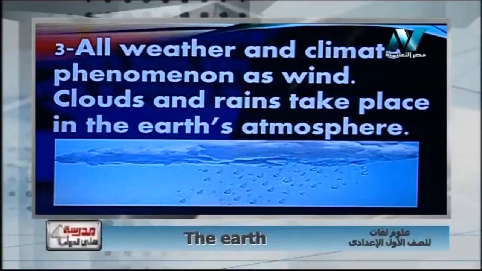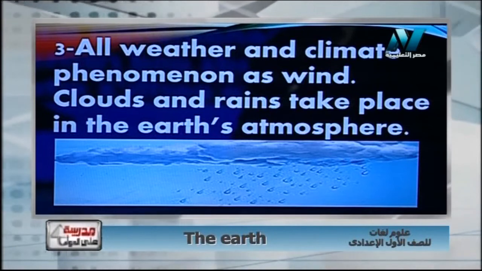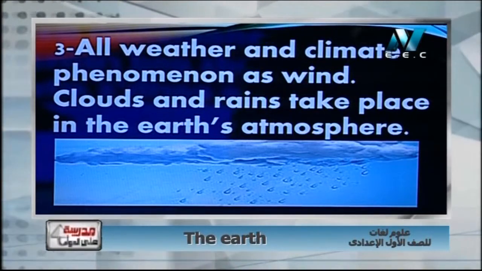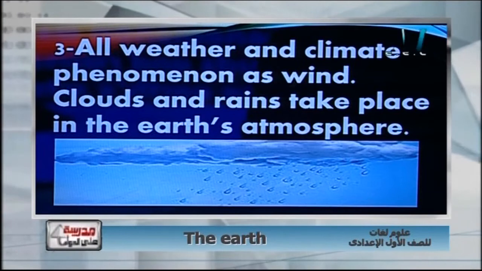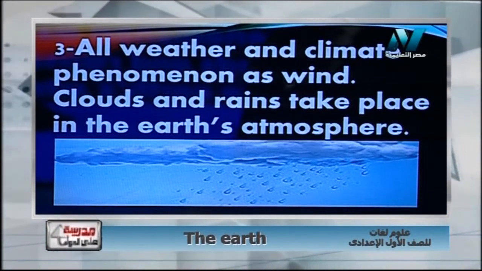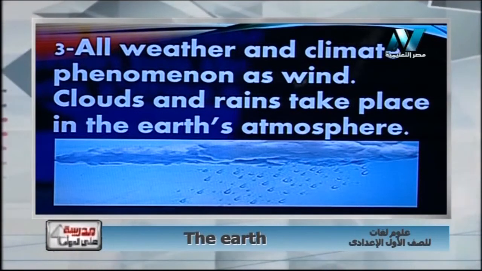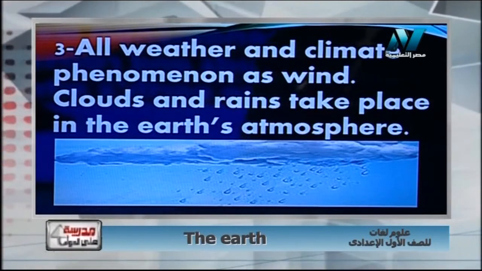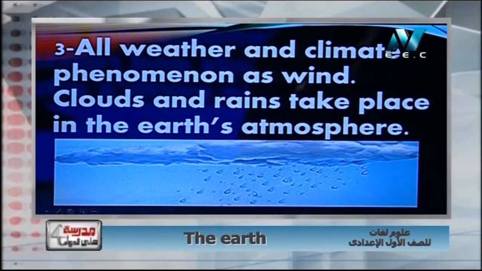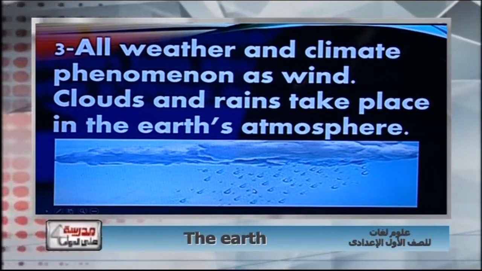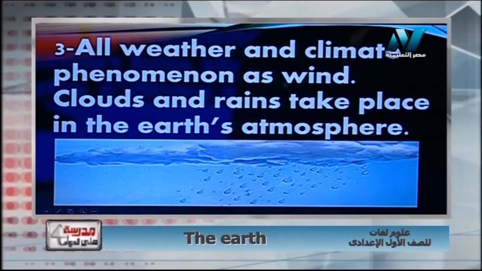What happens if there is no atmospheric air? Millions of meteors and meteorites may damage the earth, may destroy the earth. Sure. Number 3, all weather and climate phenomena. All weather and climate phenomena, such as wind, clouds, rains, take place in the Earth's atmosphere. As you see, clouds and rains. Without air, there are no clouds, no rains.